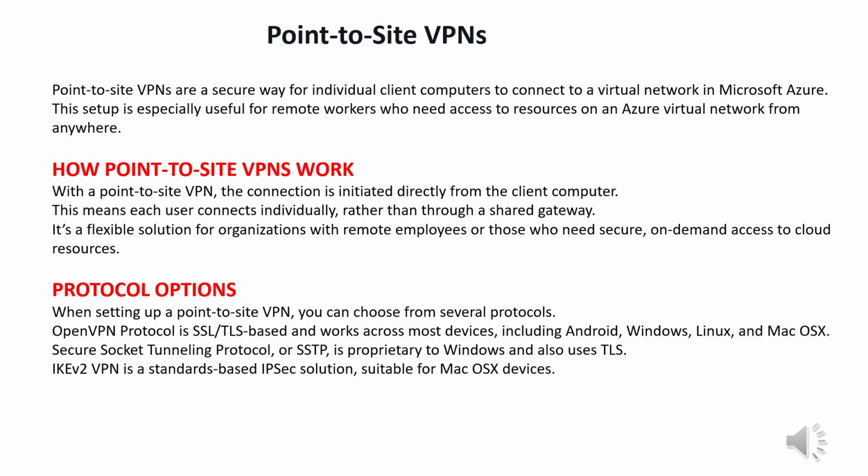When setting up a point-to-site VPN, you can choose from several protocols. OpenVPN protocol is SSL TLS based and works across most devices, including Android, Windows, Linux, and Mac OS X. Secure Socket Tunneling Protocol, or SSTP, is proprietary to Windows and also uses TLS. IKEv2 VPN is a standards-based IPsec solution suitable for Mac OS X devices.